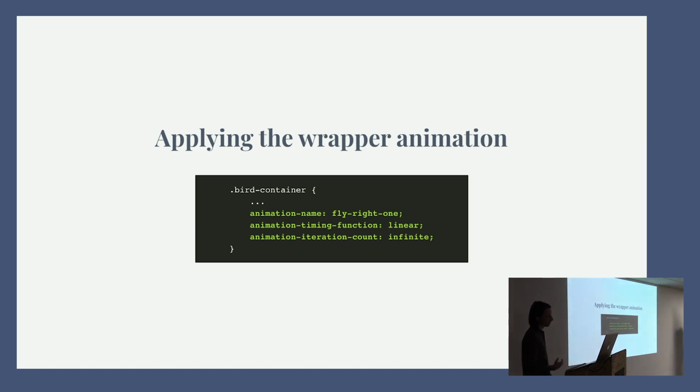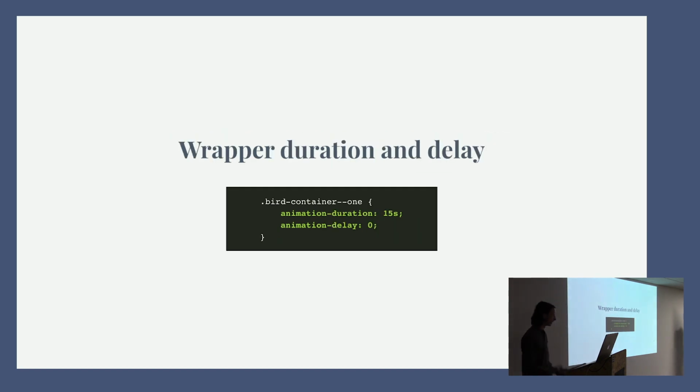So then once we've created that flying animation, we need to apply it. So same as before, give the animation name, timing function, iteration count, and then set a duration and delay again. In this case, it's going to take us 15 seconds to fly from one side of the screen to the other, and there's going to be no delay on the first bird.